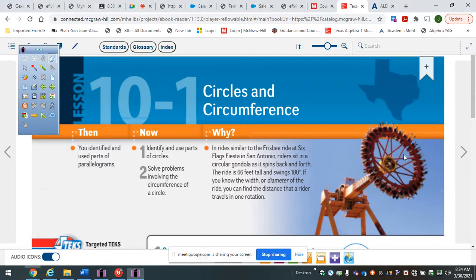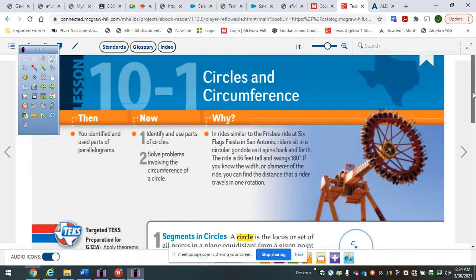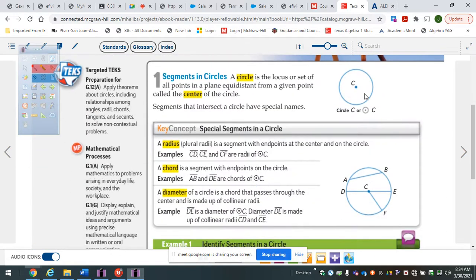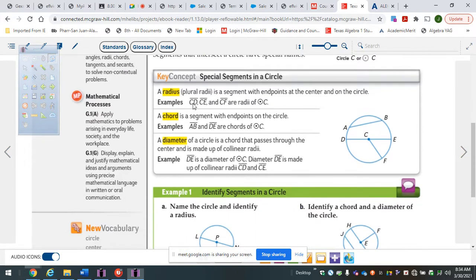Okay, so we're talking about circles and circumference. Circles, we're familiar with those since elementary school. You learn how to talk about them and name them: circle C, or just a circle with a dot in the middle, C. We talked about the radius, radii for plural. Radii are from the center to the circle.